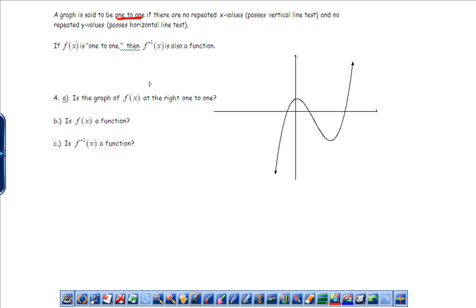So I'm just going to answer these according to this graph. There are arrows on the end, so it keeps going. So is the graph to the right 1 to 1? This is no. Is this regular function a function? You could do the vertical line test this way. This is a function, but is the inverse? Meaning you could do a horizontal line. If you did one this way, this is not a function.